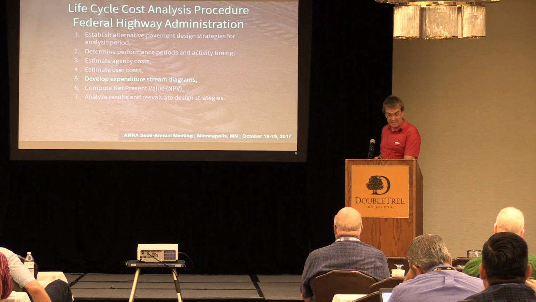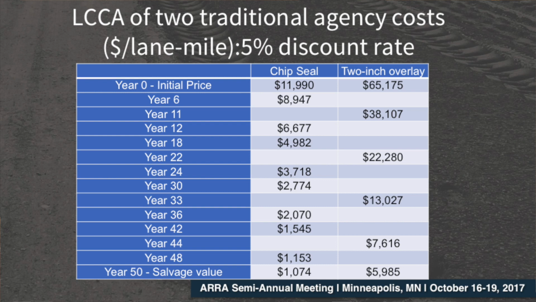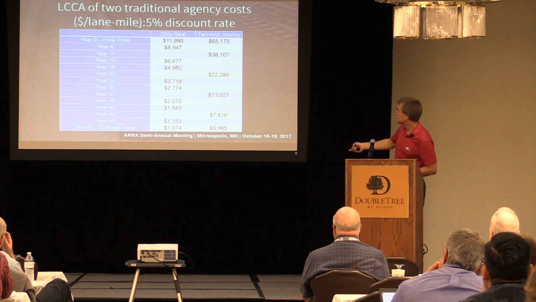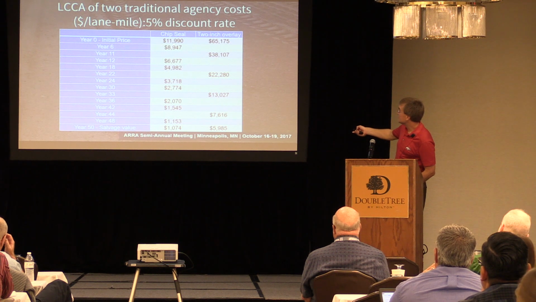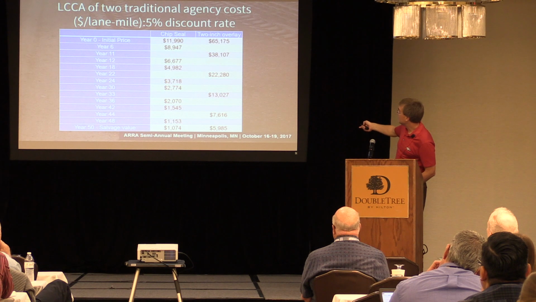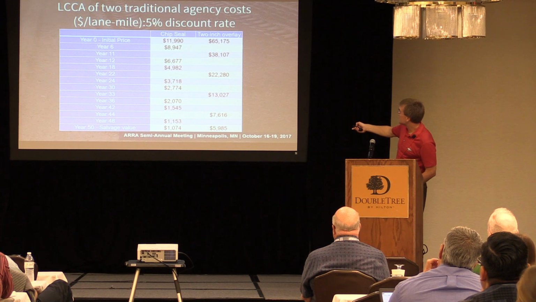So moving on to the expenditure stream diagrams, when we see these numbers actually come into play, this is an example of a chip seal versus a 2-inch overlay and the costs that are associated with that. So if you recall, we mentioned that we were assuming a 50-year analysis strategy. So at year 50, that's when our analysis ends. For chip seals, every 6 years, we were placing a chip seal. Every 11 years, we were placing a 2-inch overlay, and we had this 5% discount rate.